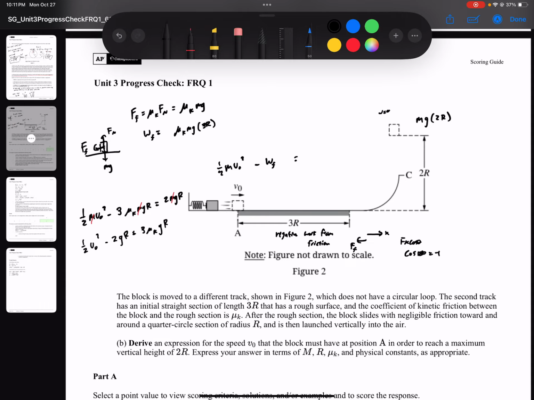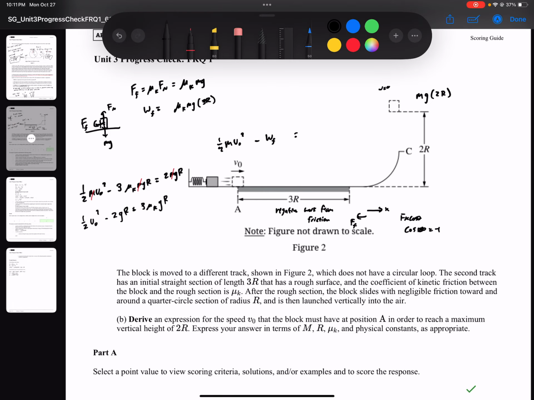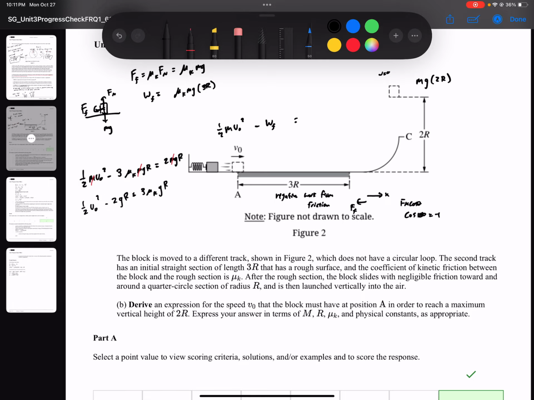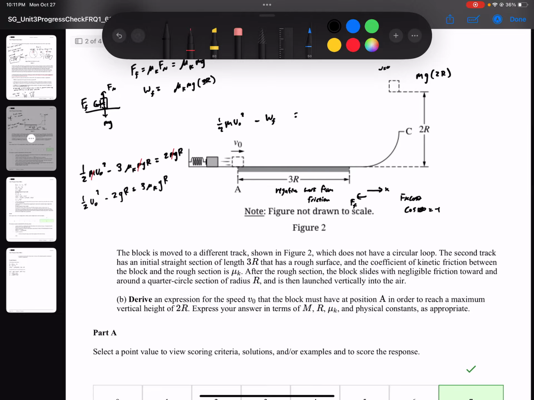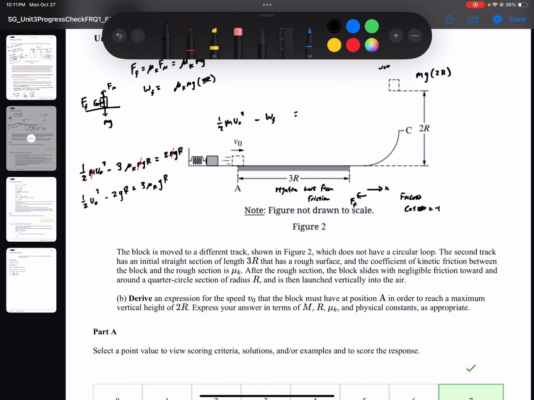All right, so here's my expression. I got to solve for mu sub k. So I'm going to divide both sides by 3gr. Actually, let's see how I want to simplify the expression, because I want to keep all the terms together. I mean, it should be fine. You could do it like this. So you have mu sub k is equal to 1/2 v naught squared minus 2gr, all divided by 3gr.